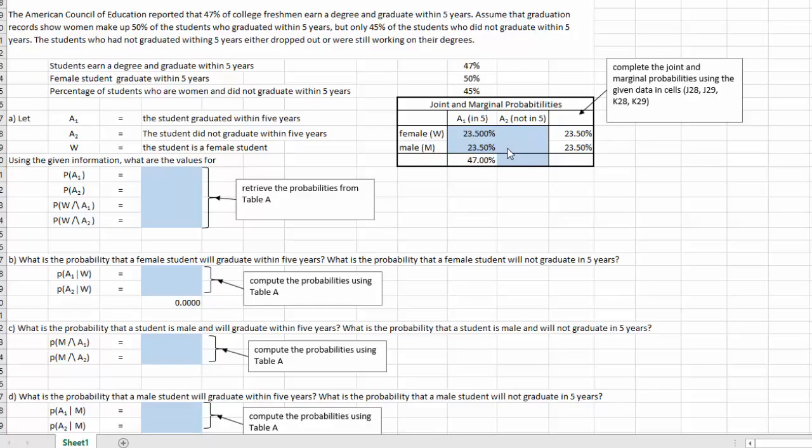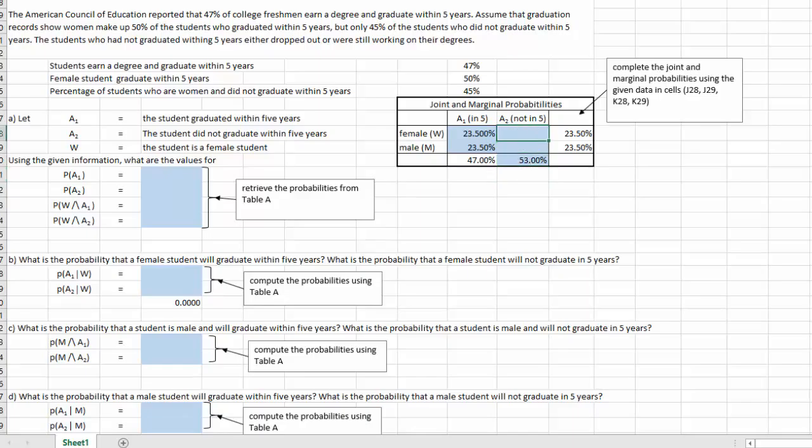So now let's look at the event of A2, which is the event of somebody not graduating within 5 years. The first thing we want to do is, we know that 47% graduate within 5 years, so we need to be able to determine how many didn't graduate within 5 years. We simply take equals 1 minus the 47%. That says, okay, now we have 100%. So we have 47 plus 53, that accounts for the entire population.